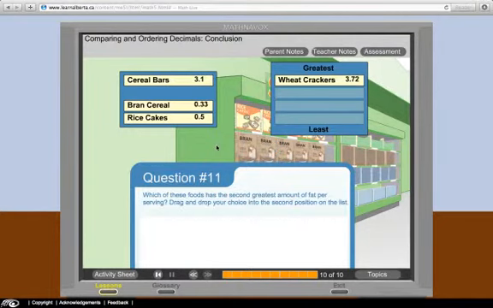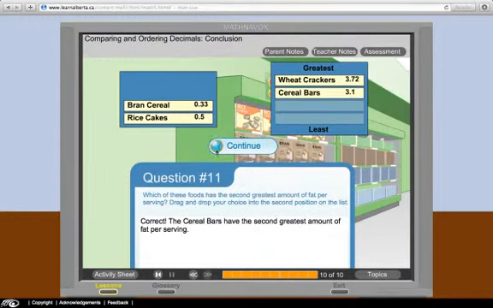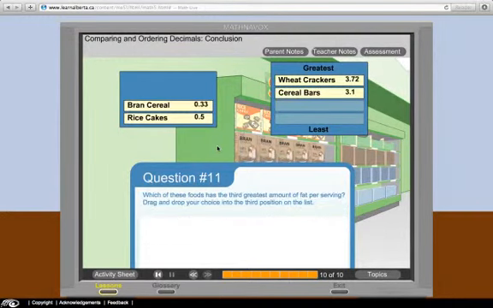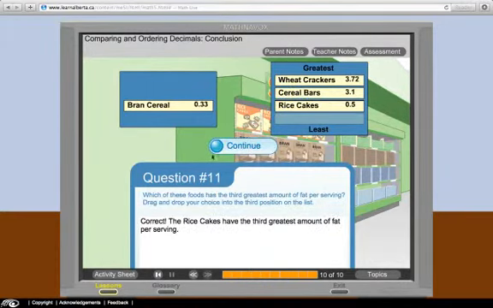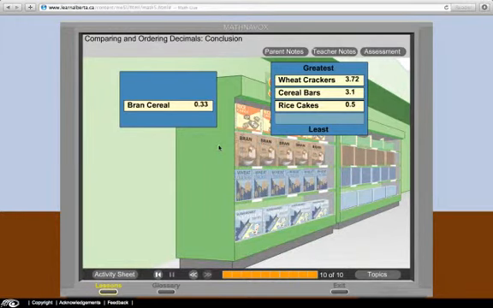Which of these foods has the second greatest amount of fat per serving? Drag and drop your choice into the second position on the list. All right, looks like 3.1 or 3.10. Which of these foods has the third greatest amount of fat per serving? Drag and drop your choice into the third position on the list. Remember, this is 0.33 and this is 0.5, which would be 0.50. This leaves the bran cereal with the least amount of fat per serving.